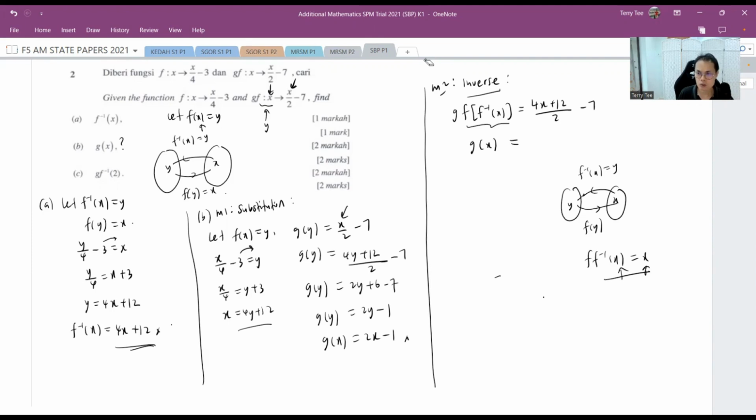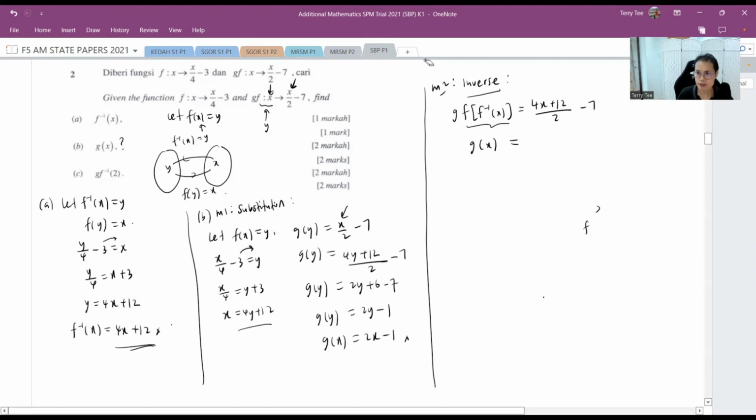So when we simplify this further, we have to simplify the right-hand side as well. 4x divided by 2 is 2x. 12 divided by 2 gives us 6. You minus 7. So my gx is now 2x minus 1. There you go. You get the same answer.